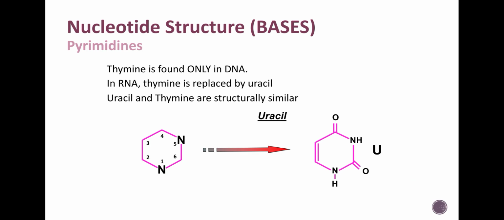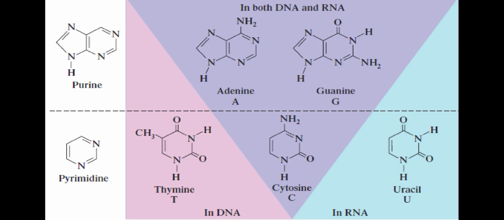This is the summary of the occurrences of nitrogen-containing heterocyclic bases in nucleic acids. Both purine bases, adenine and guanine, are found in both DNA and RNA. For the pyrimidine derivative bases, cytosine is the only base found in both DNA and RNA, while thymine is only found in DNA and uracil is only found in RNA.